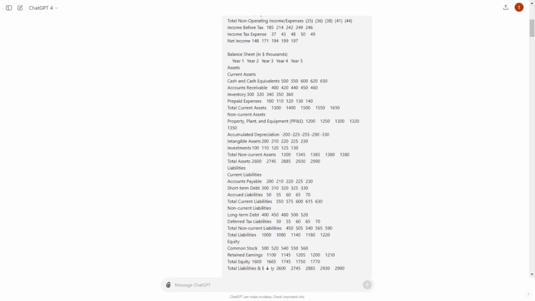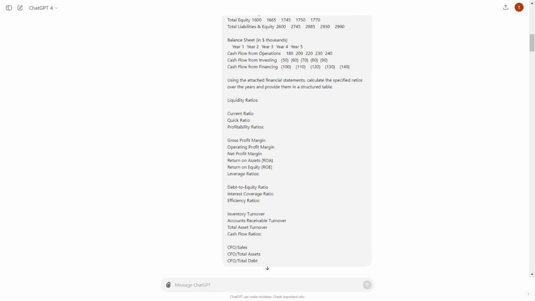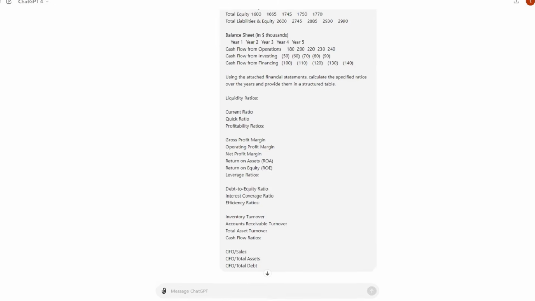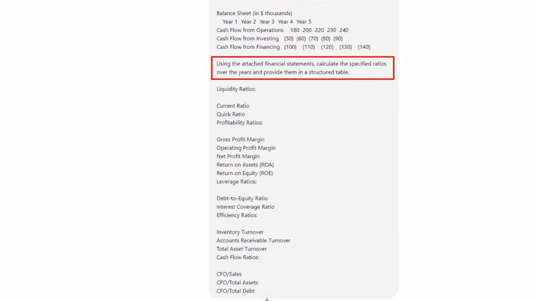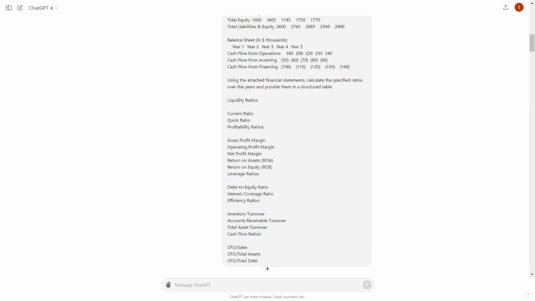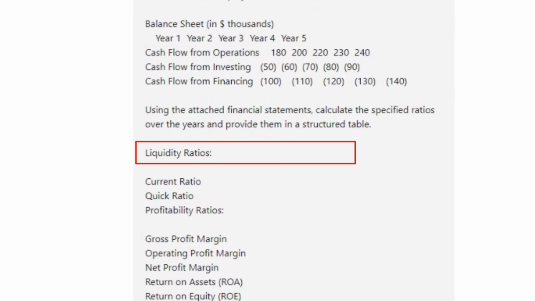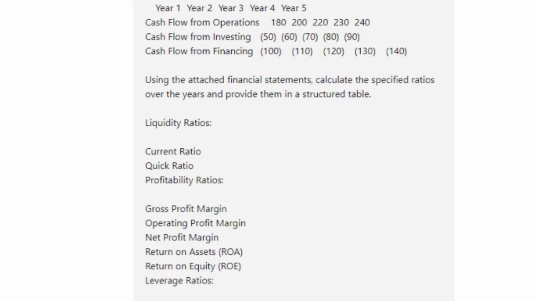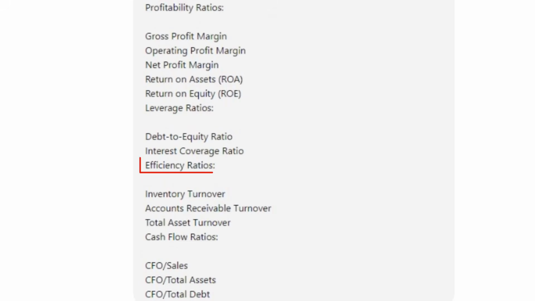We will attach the financial information in Excel to the ChatGPT 4 browser alongside the following prompt. Using the attached financial statements, calculate the specified ratios over the years and provide them in a structured table. The financial ratios we will focus on include liquidity ratios, profitability ratios, leverage ratios, efficiency ratios, and cash flow ratios.